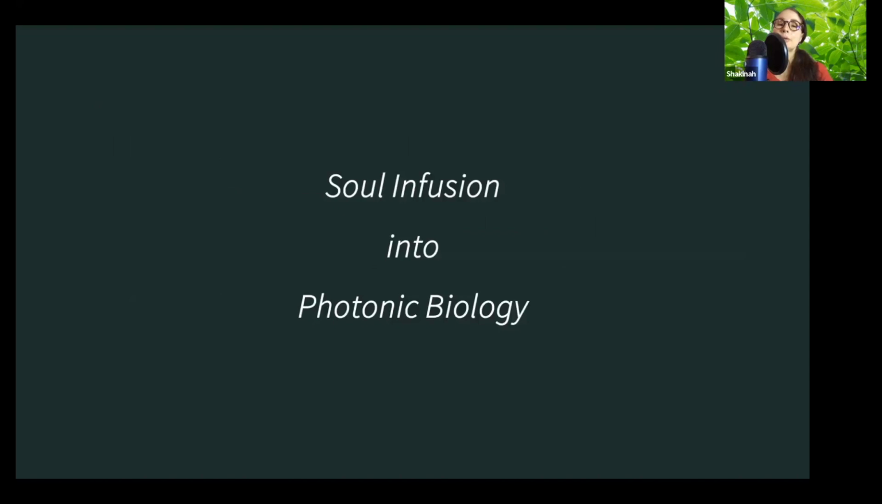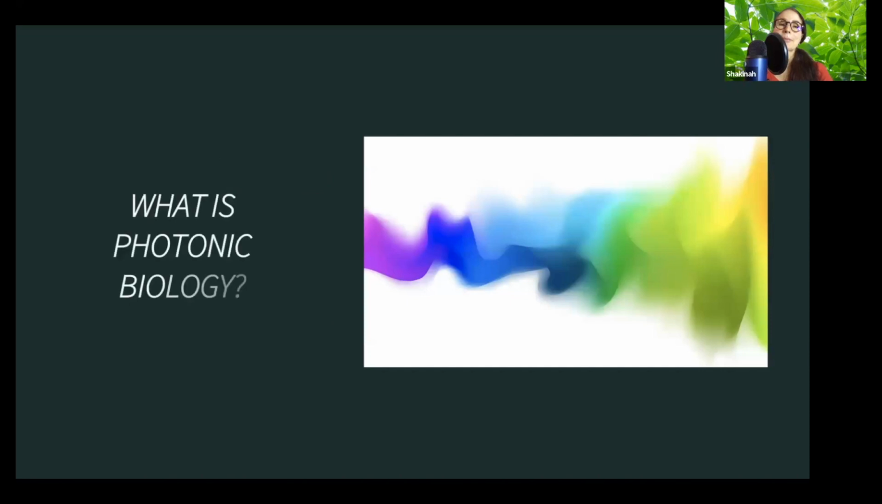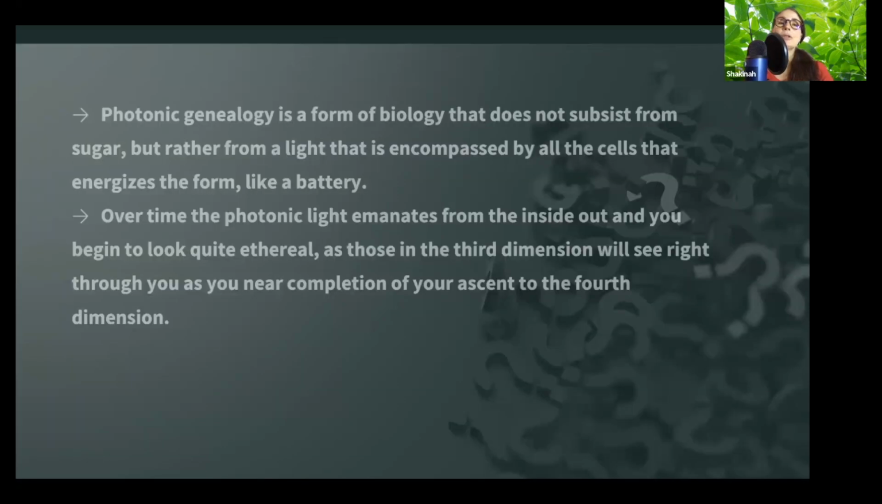Soul infusion into photonic biology. What is photonic biology? Photonic biology is a form of biology that does not subsist from sugar, but rather from a light that is encompassed by all the cells that energizes the form, like a battery. Over time, the photonic light emanates from the inside out, and you begin to look quite ethereal, as those in the third dimension will see right through you as you near completion of your ascent to the fourth dimension.